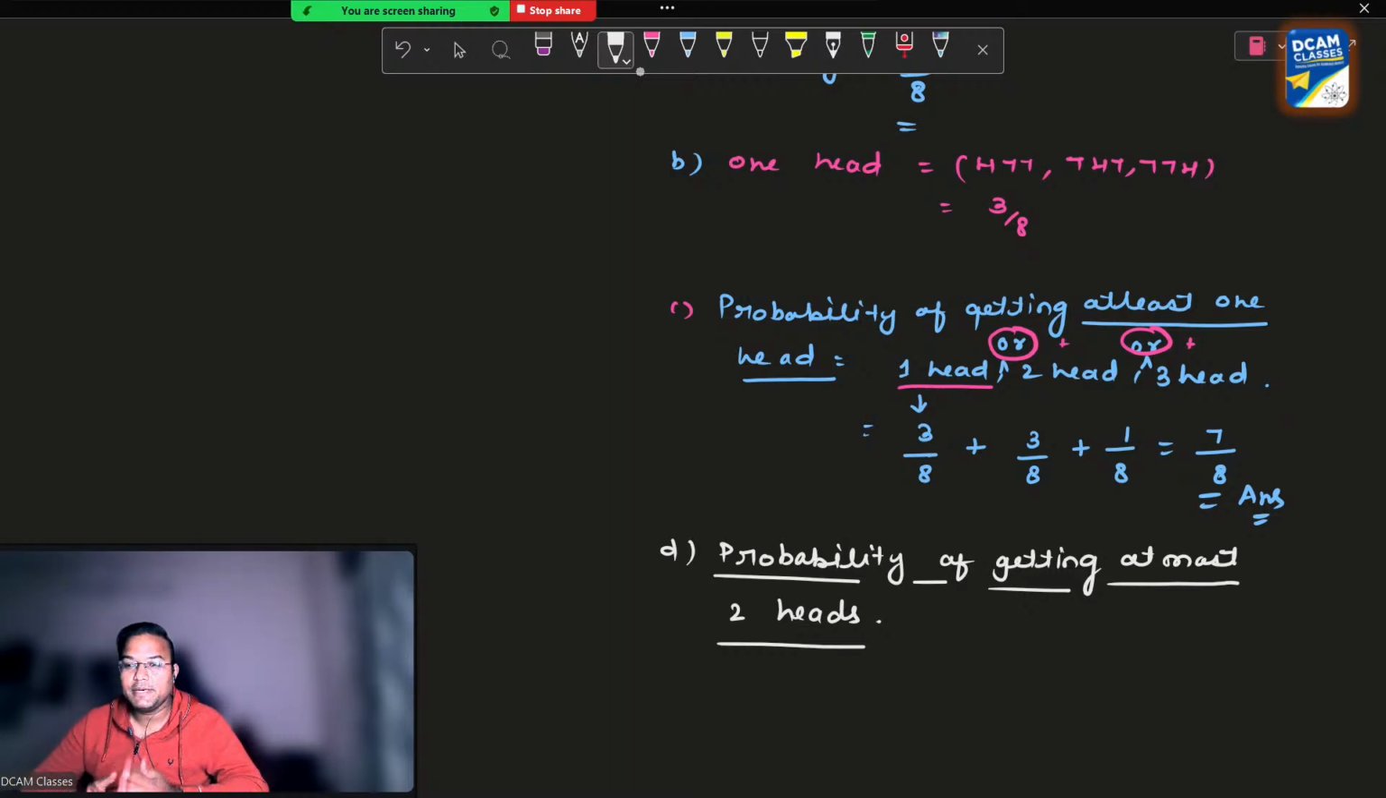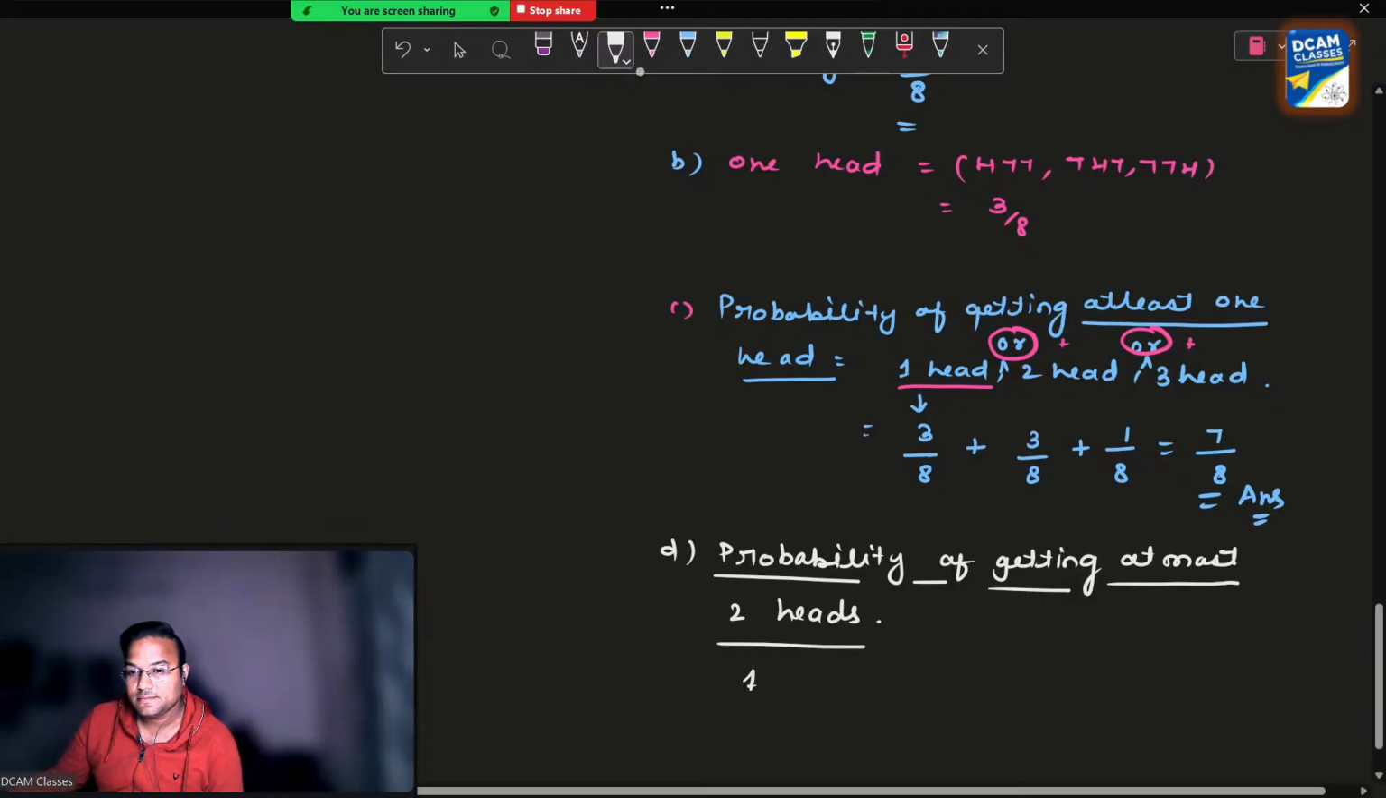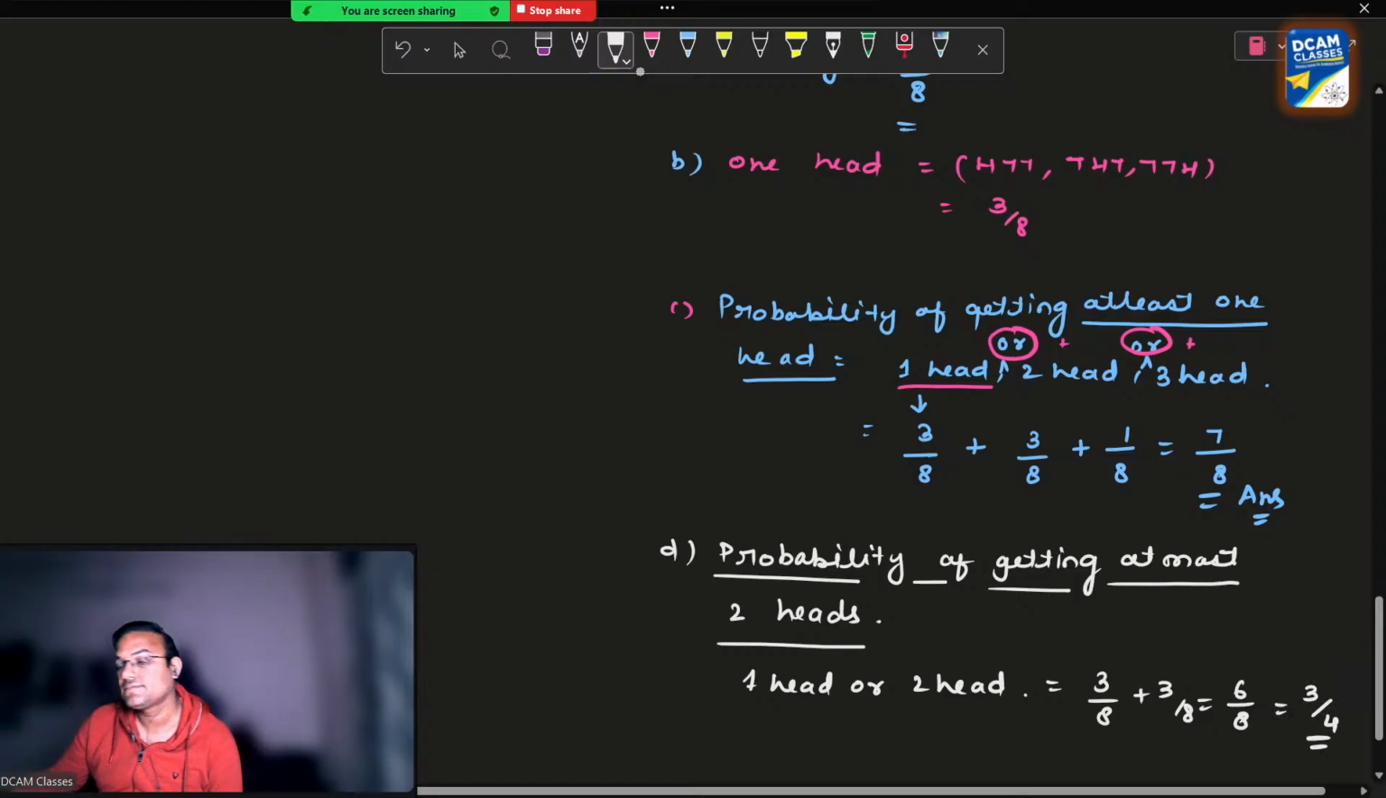At least means minimum you will be having those given heads. So 1 head or 2 heads are the only possible cases. So what will be the probability? 1 head was 3 by 8, 2 heads was 3 by 8. So total probability will be 6 by 8, which is 3 by 4. This is how we calculate the probability. Hope you have understood everything.